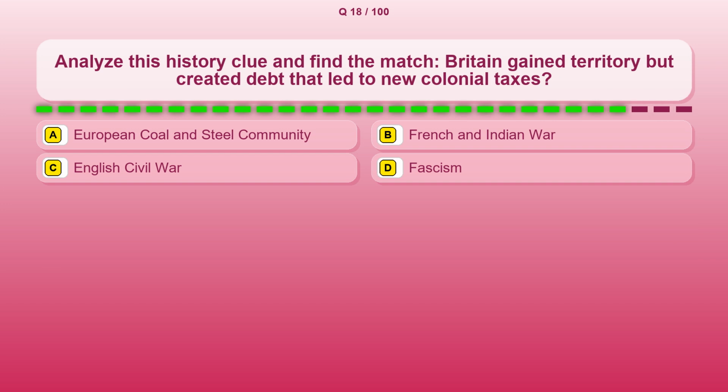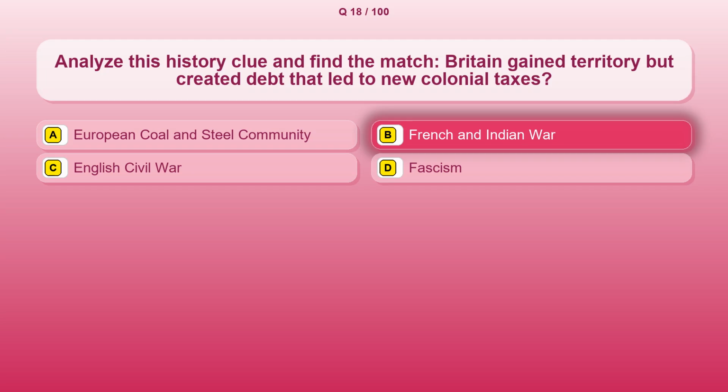Question 18. Analyze this history clue and find the match. Britain gained territory but created debt that led to new colonial taxes? Option A, European Coal and Steel Community. Option B, French and Indian War. Option C, English Civil War. Option D, Fascism.